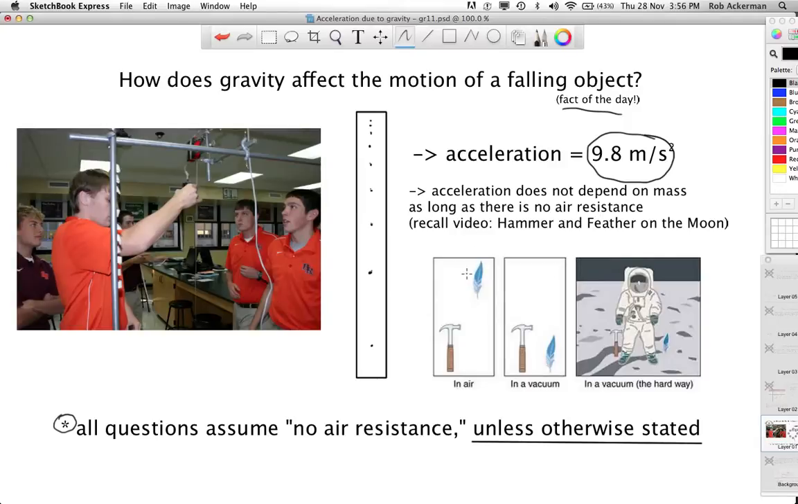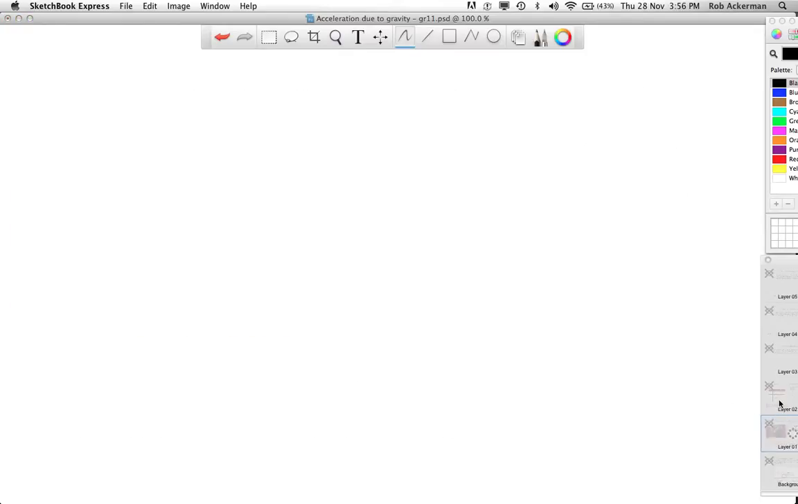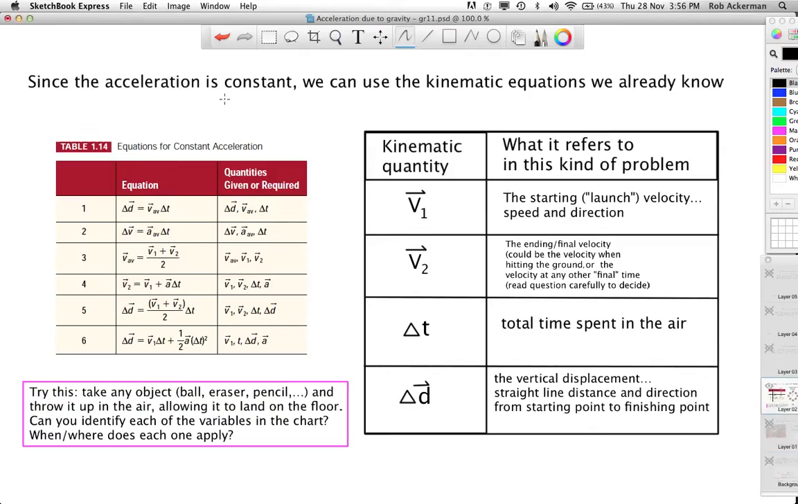So I wanted you to recall this, because now we're going to look at how this value for acceleration here can be used to predict the motion of falling objects. Now, how are we going to do it? Well, since gravity is a constant force on any given object near the Earth's surface, therefore the acceleration that it produces is also constant. And if you recall what that means, whenever you've got constant acceleration, you can use the kinematic equations for constant acceleration.